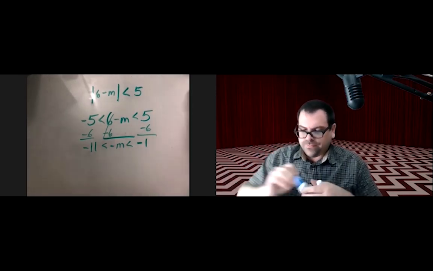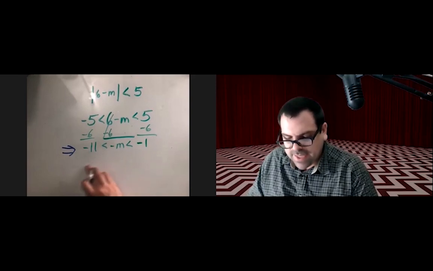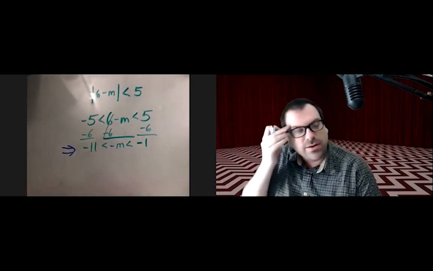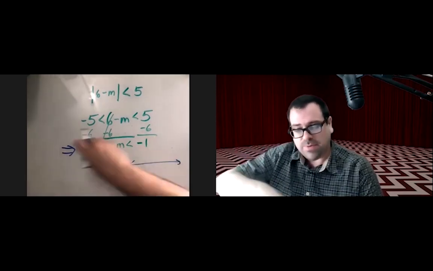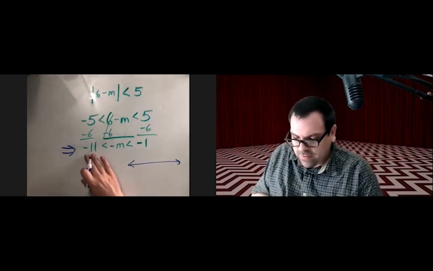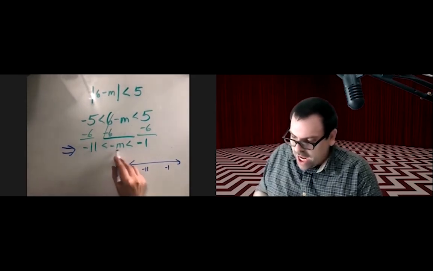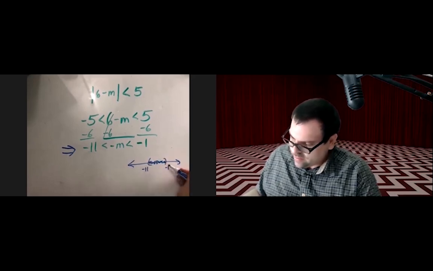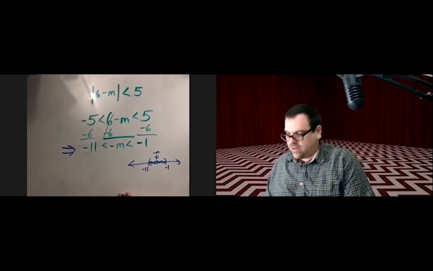Here, this is still a line that makes sense. Negative 11 is less than something, which is less than negative 1. If we thought about the number line here, again, this is not the answer. I'm just taking a moment to talk about where we are in our work. So if we were thinking about a negative 11 and a negative 1, negative m must be somewhere in here, in between here. The opposite of our answer must be in there somewhere.